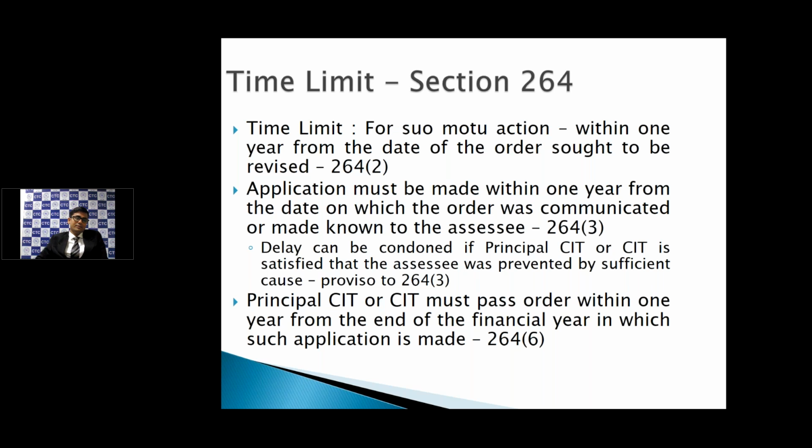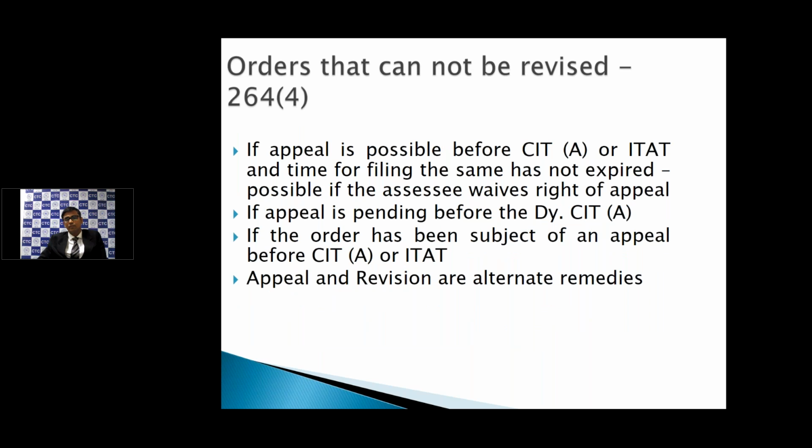Orders that cannot be revised. If an appeal is possible before the CIT appeal or ITAT and the time for filing the same has not expired, then the order cannot be the subject matter of revision. As can be seen from the scheme of this revision, as well as from the scheme of assessment and appeal which I explained earlier, once an assessment order is passed, suppose that assessment order is against the assessee, the assessee has an option to file an appeal before the CIT appeal. The assessee has also an option to file a revision petition to the CIT under section 264.